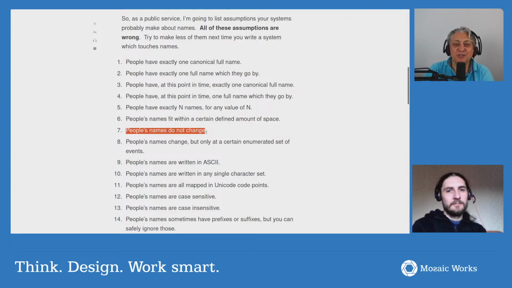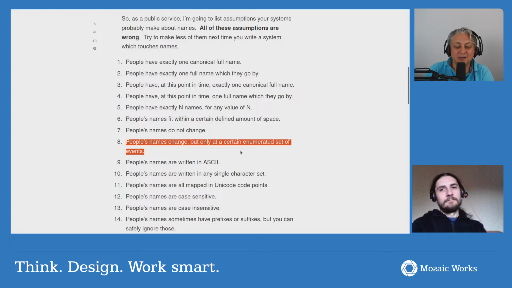Another thing, where was this exactly? People's names do not change. Well, in many countries you change your name at marriage or divorce, or you can change your name legally for various reasons. So another thing, people's names change, but only at a certain enumerated set of events that refers to marriage and divorce. But it's not true, because you can change your name legally. You can go to a court and say, I want to change my name. These are my reasons.